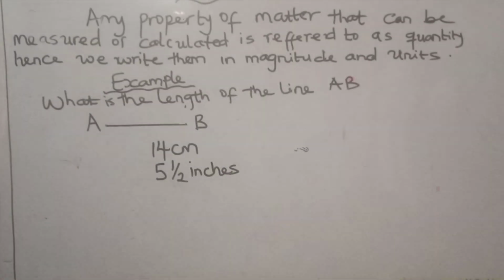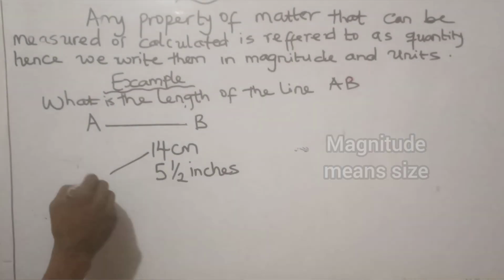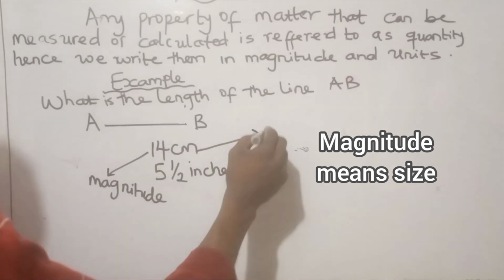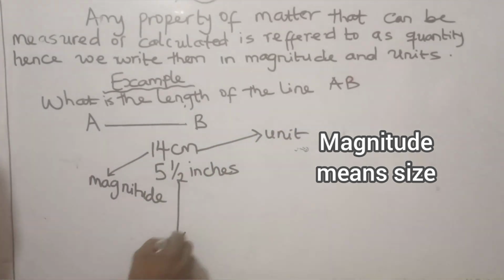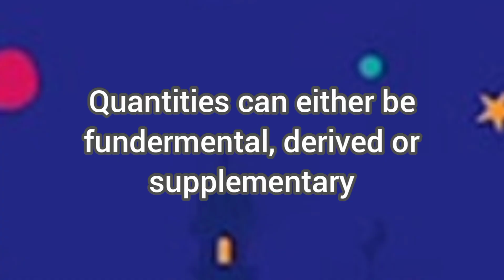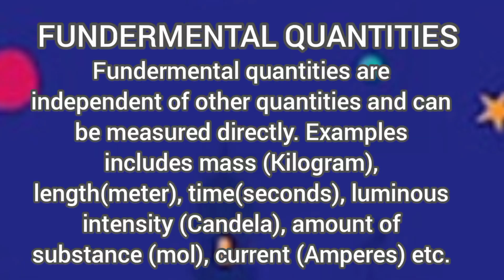Now, while representing quantities with this, note that the 14 here is the magnitude and the centimeter is the unit. 5.5 also represents the magnitude, while inches represents the unit. Quantities can either be fundamental, derived, or supplementary.